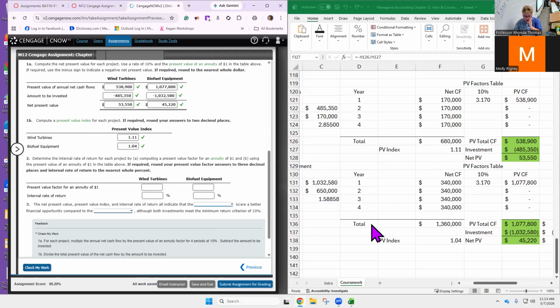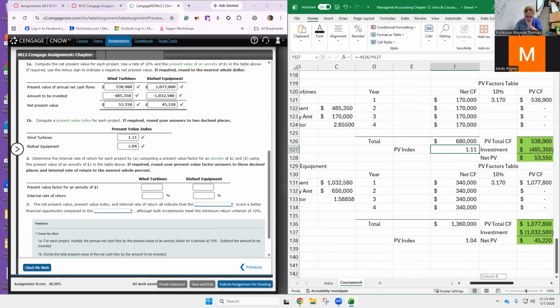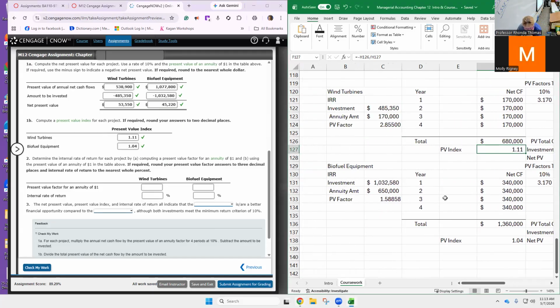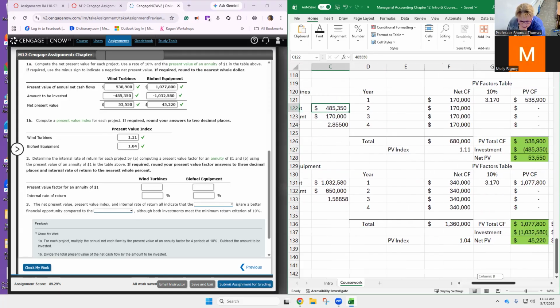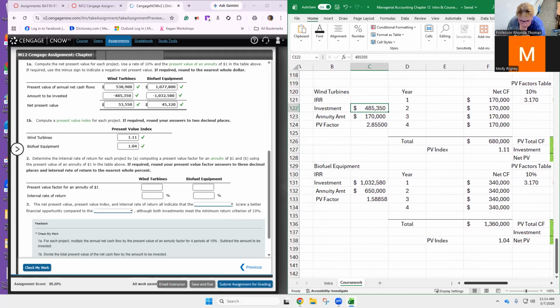Now this one's a little trickier. Let me show you what we're going to find, and I want to make sure I've got everything keyed in right. I've got a place to calculate this internal rate of return. That's blank right now. Let me work with you on how to do this. Make sure your investment is what you are expecting. That needs to be down somewhere. My annuity amount is 170,000 each year. Make sure that amount is showing up.